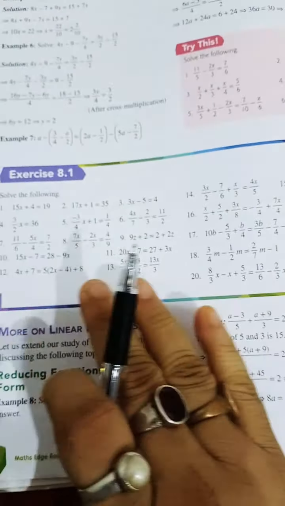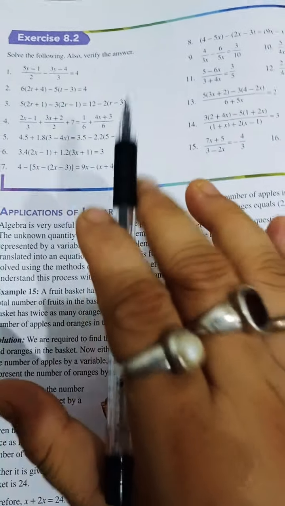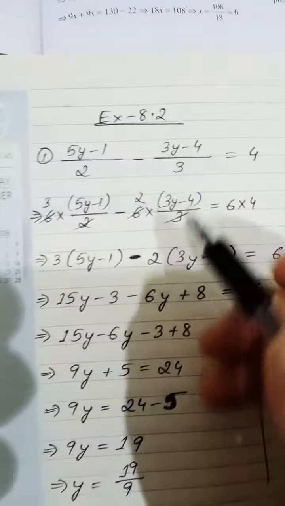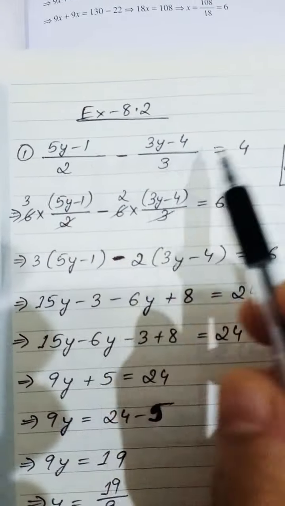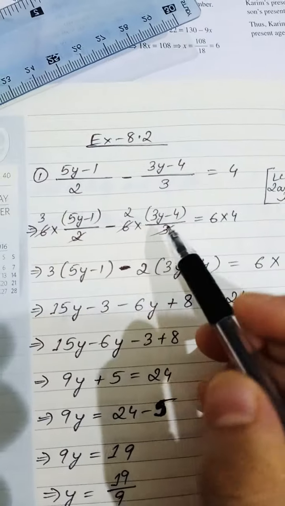So in the last class, that is on Thursday, yesterday, you got the videos of solving equations of this type of questions. So I'm going to do a few sums from here so that you can get an idea of how to do it. So if I take the first question, 5y minus 1 by 2 minus 3y minus 4 by 3 is equal to 4. If you remember, in the previous exercise also I told you that this can be done in two ways.